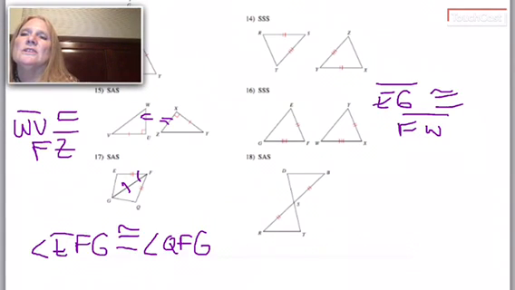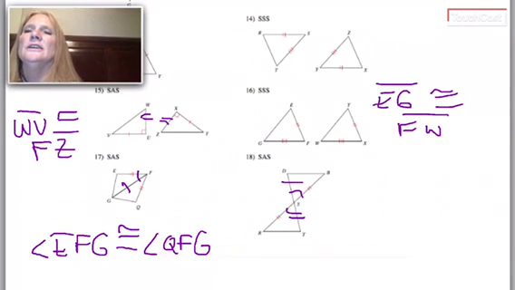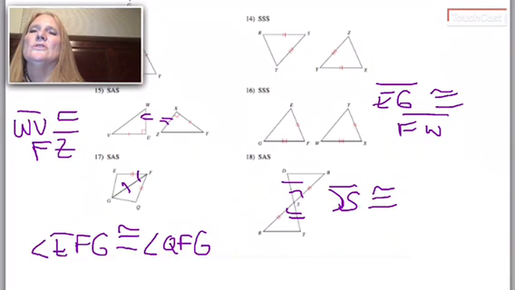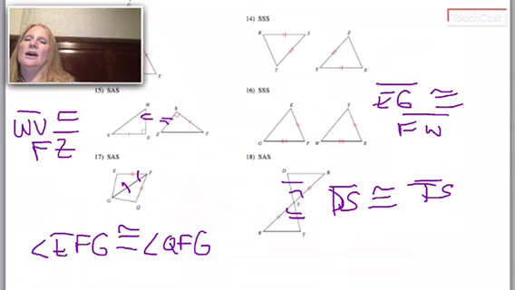And then the last one, side angle side. We have one side marked, and then again we have vertical angles that are apparent. So what is missing is the opposite side. So we have side angle side, side angle side. So we would have to say that DS is congruent to TS. Okay? I hope that helps.